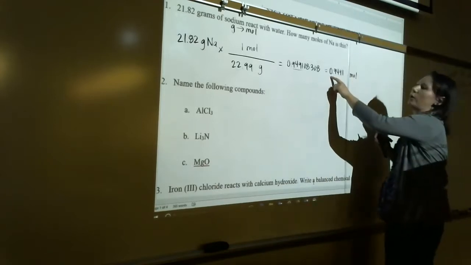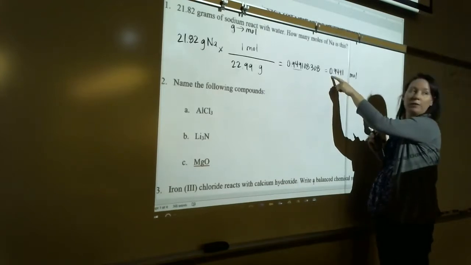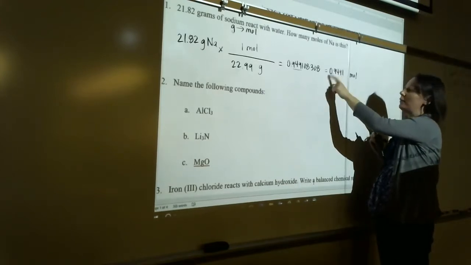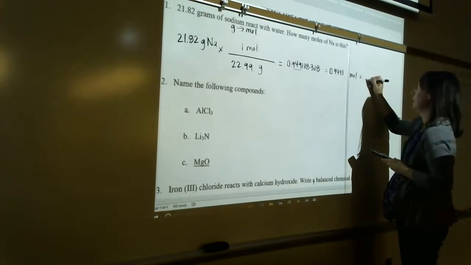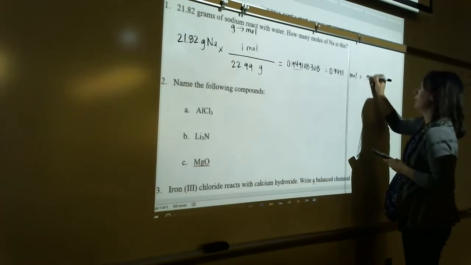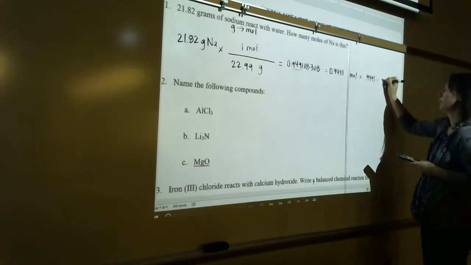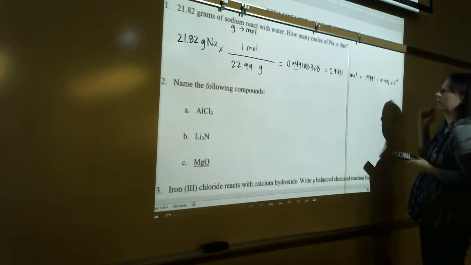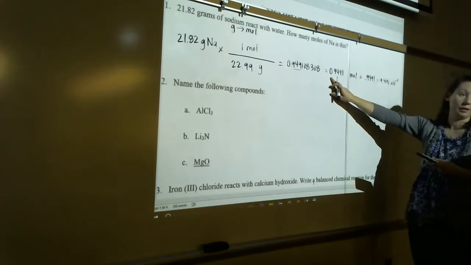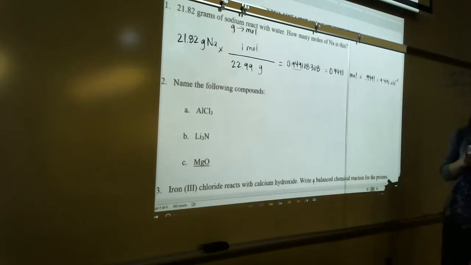Is this 0 significant? No, it's not. Why is this 0 insignificant? It's to the left of the decimal point, right? Because I could rewrite this, that 0 is not necessary. I could just write it as .9491. I also could write it in scientific notation, 9.491 times 10 to the negative 1, right? That 0 is not significant. All right, any questions on number 1?